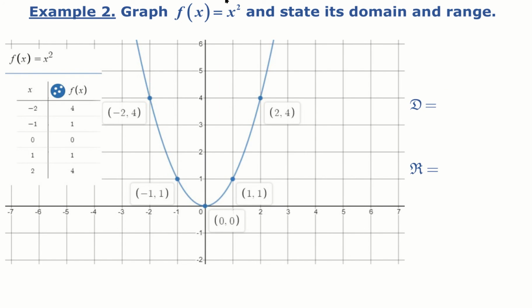Next, we're going to take a look at f of x equals x squared. So again, we're going to go ahead and make a table of values and plot them to get an idea of what this graph is going to look like. Well, we can see it here, but this is how we obtained it, because basically if we just plug in a few different x values and calculate the corresponding y or f of x values, remember we replaced the f of x with y in order to be able to graph this.